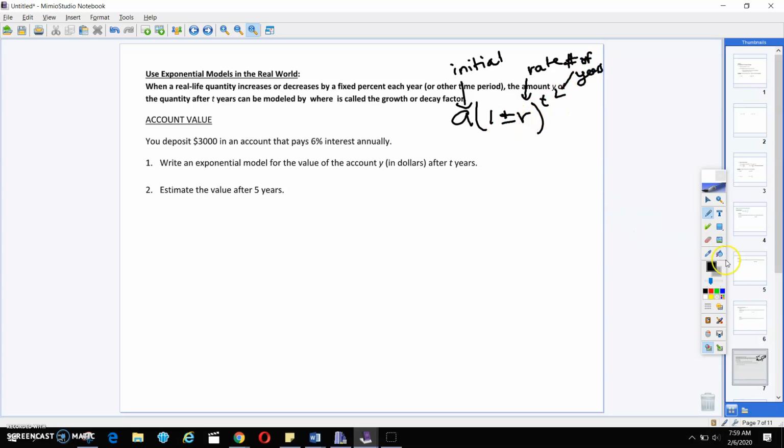Now this plus/minus nonsense: if it is a plus, it's going to be growth. If it's a minus, it's going to be decay.